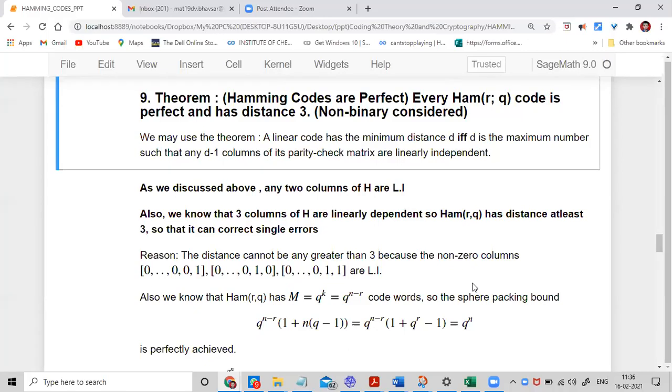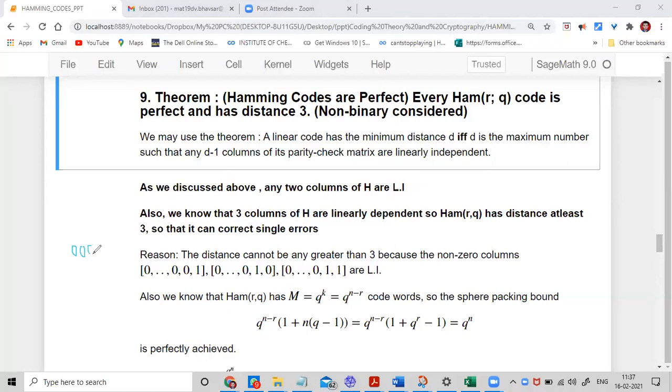Less than or equal to 1, right? T equal to 1, I am taking a sphere. Distance equal to 3, 3 is equal to 2t plus 1, t equal to 1. I am constructing a sphere with the center at one code word. So let us take 0, 0, 0, 0. That is one code word. Now we are constructing a sphere with radius 1.